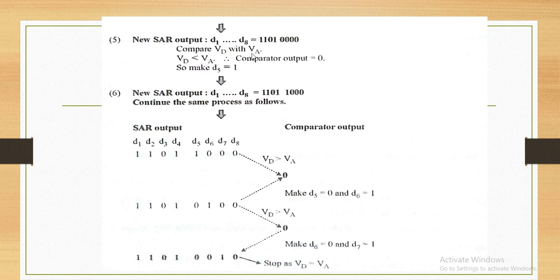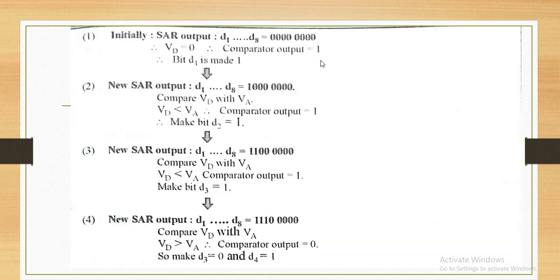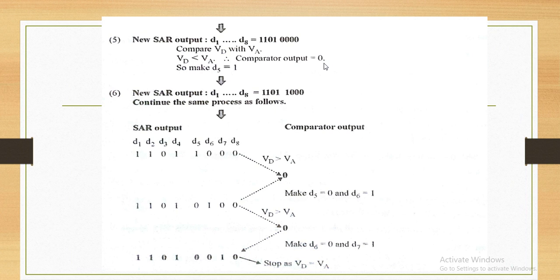Again this code will be converted into the equivalent VD voltage by the DAC, and it is compared with the analog voltage. And if it is again VA greater than VD, now here VA is greater than VD, what we have to do is make the comparator output a 1. Now here some mistake is there. Here you have to make this comparator output as a 1. Okay, so this is a printing mistake, you have to understand.